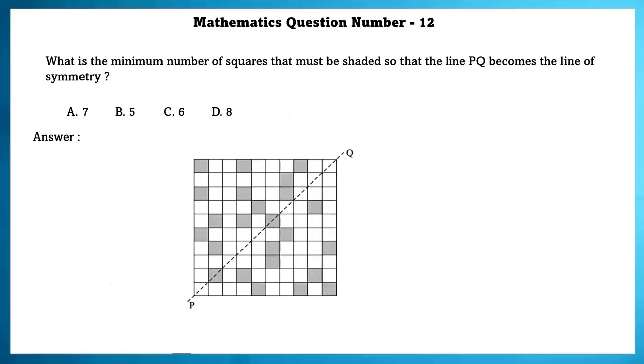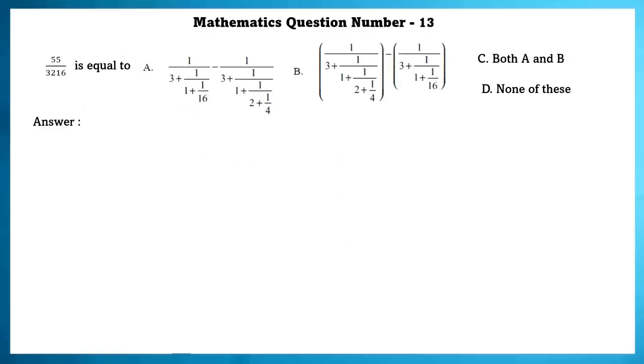Mathematics question number 12. What is the minimum number of squares that must be shaded so that line PQ becomes the line of symmetry? If we see along this line, the 1st box should be shaded. Similarly, the 2nd box also should be shaded so that the figure is symmetrical. The 3rd box also should be shaded. The 4th one also, 5th one, and the 6th one. So 6 boxes need to be shaded so that PQ becomes the line of symmetry.